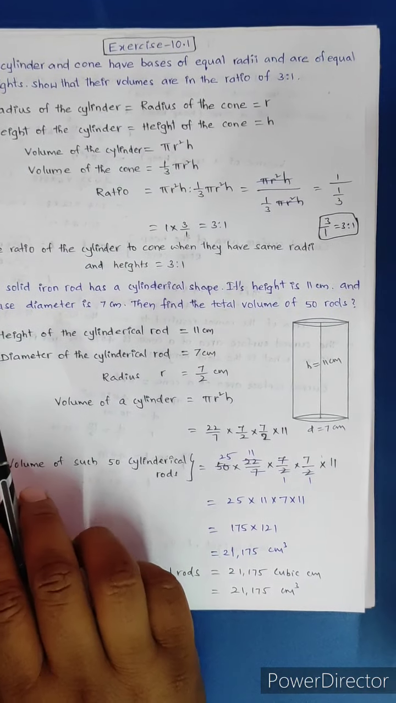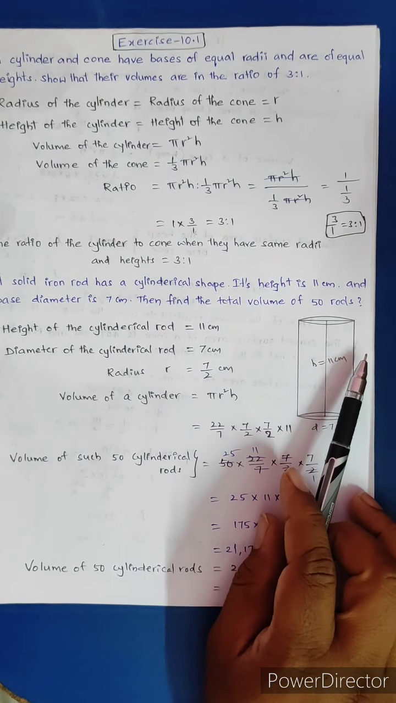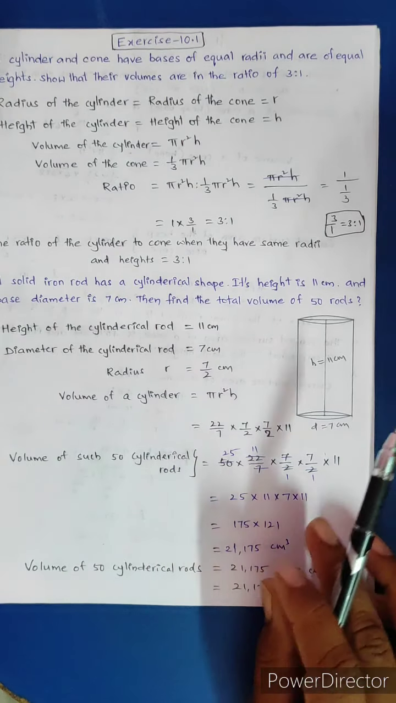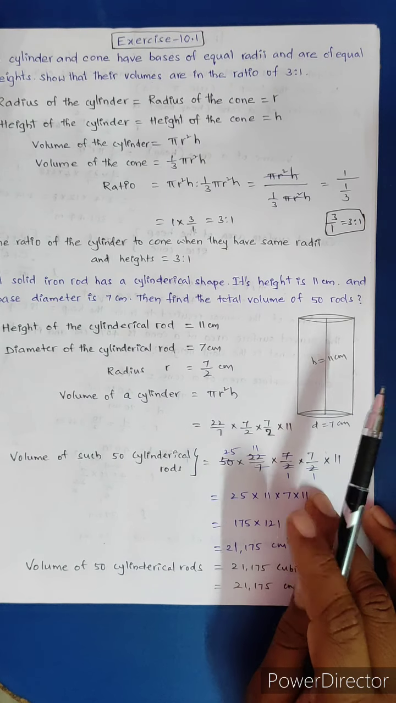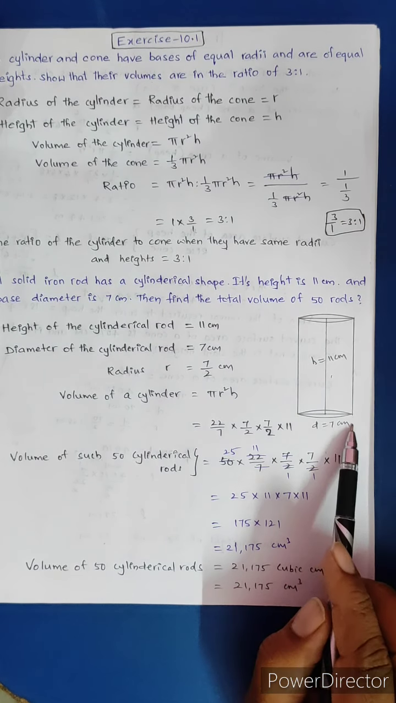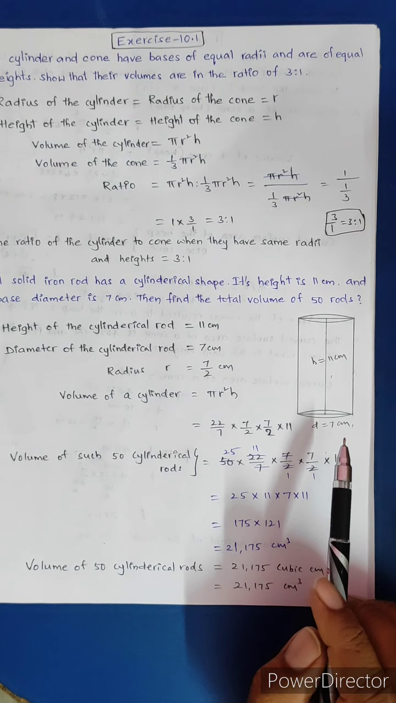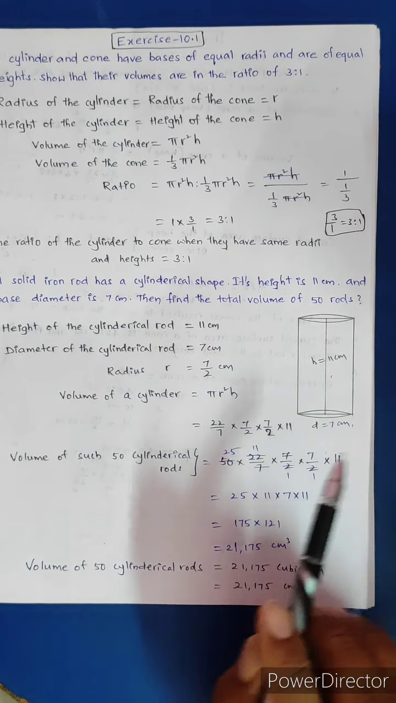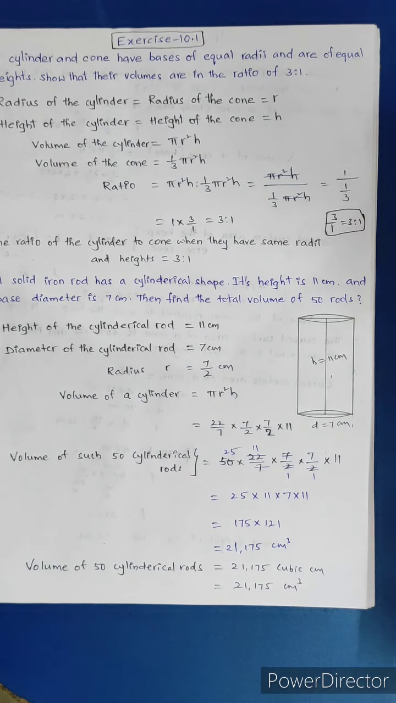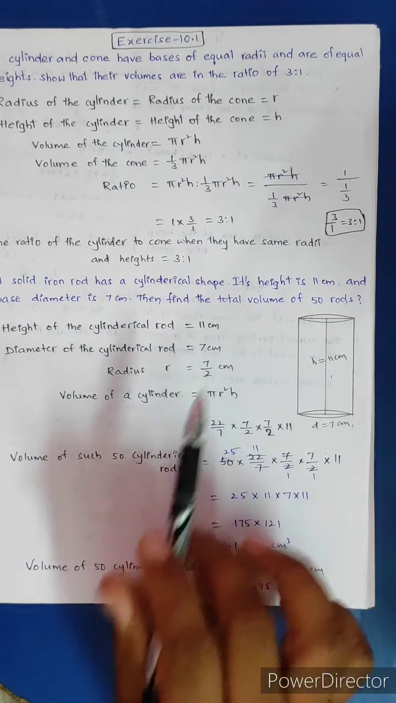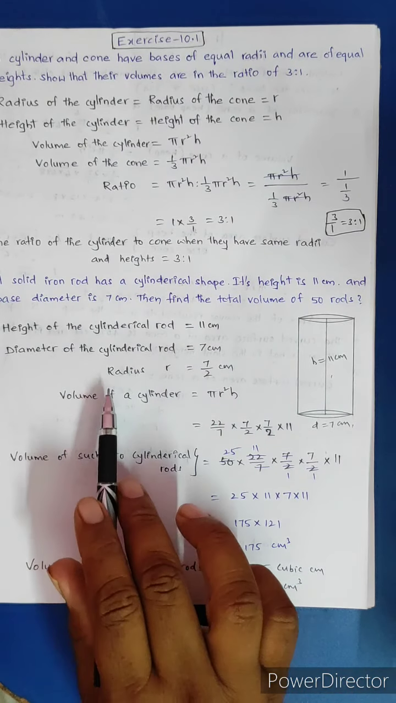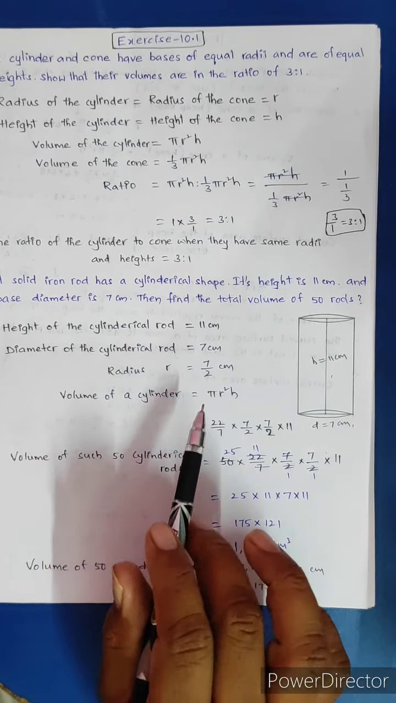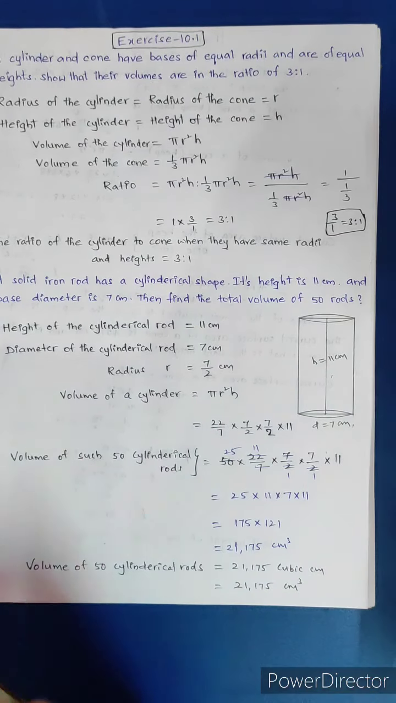Now the seventh one. A solid iron rod has a cylinder shape. Its height is 11 centimeters and base diameter is 7 centimeters. Then find the total volume of 50 rods. Diameter is given, so simply divide by 2 to get the radius. Height of the cylinder rod is 11 centimeters. Diameter is 7 centimeters. Then radius is diameter by 2, 7 by 2, or 3.5.